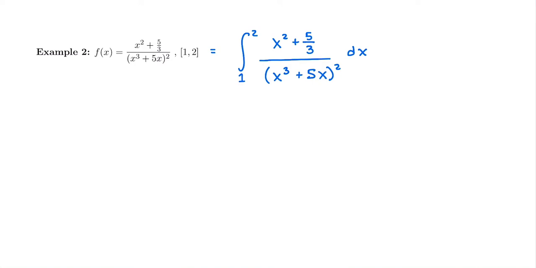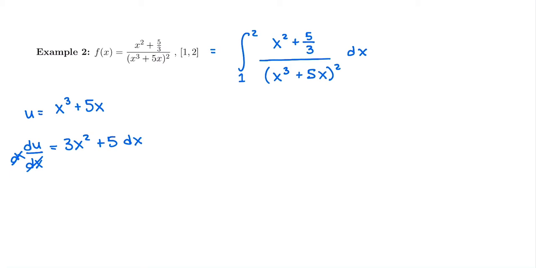So all we're doing is we're having to set up our own integral given a function and the interval that it's on. So this looks like a quotient rule for taking a derivative, which means for taking an antiderivative, we're going to use u sub. We're going to call u x cubed plus 5x, the denominator's expression, and then the derivative of x cubed is 3x squared, the derivative of 5x is 5, and then we're going to pull up that dx. We're going to multiply both sides by that to get du by itself.